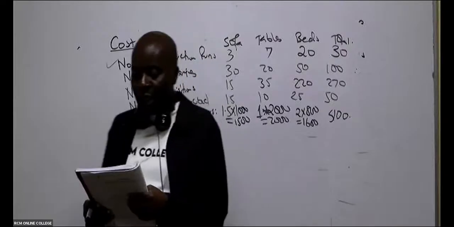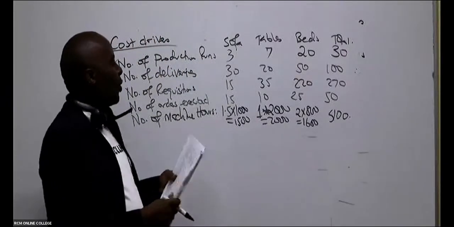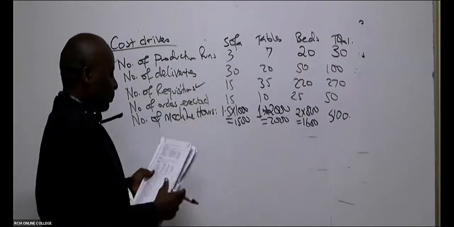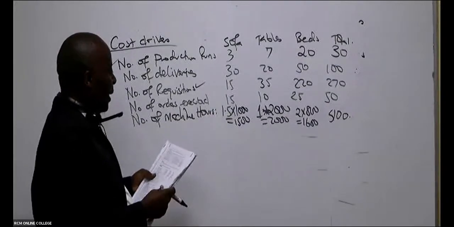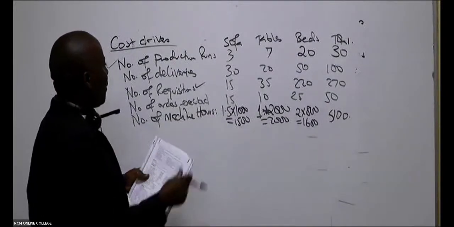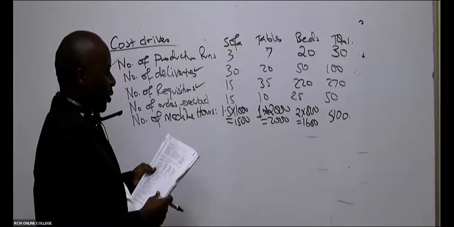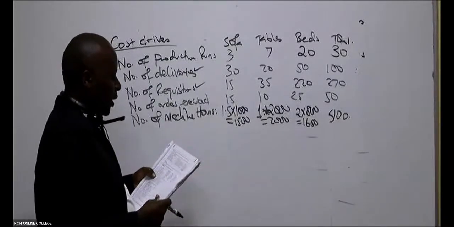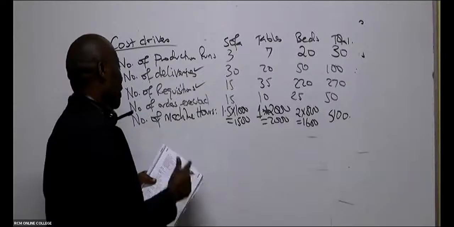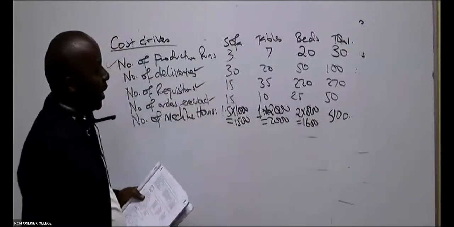So we have requisition cost, number of requisitions raised. That one I have. Inspection cost, number of deliveries. Do we have deliveries? Yes. Then we have, in this case, material handling cost, number of orders executed. Great. I have everything now.